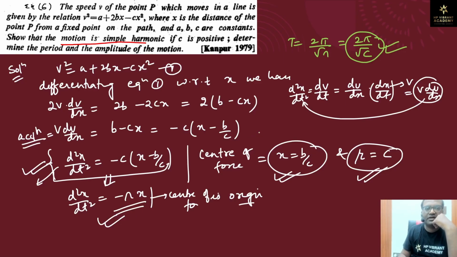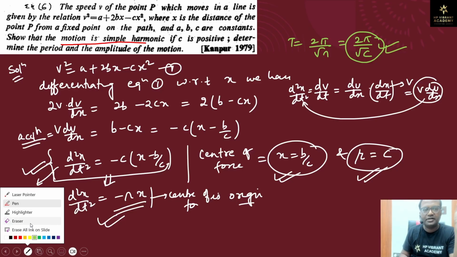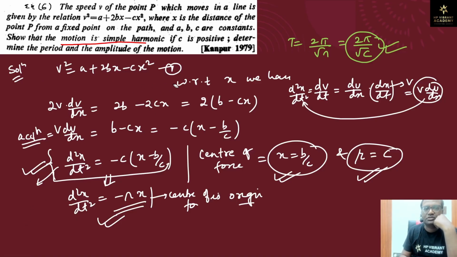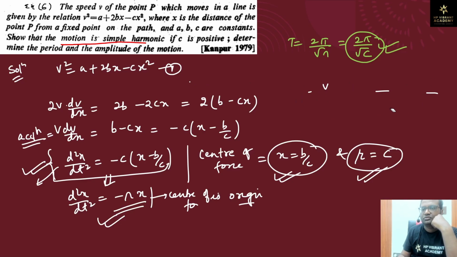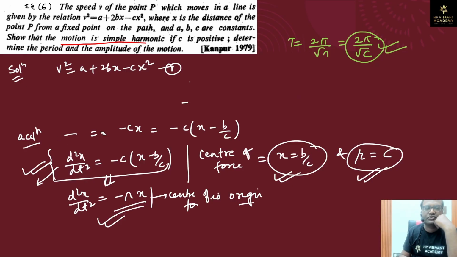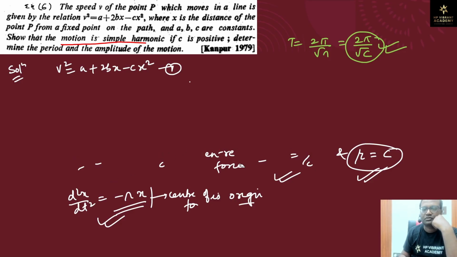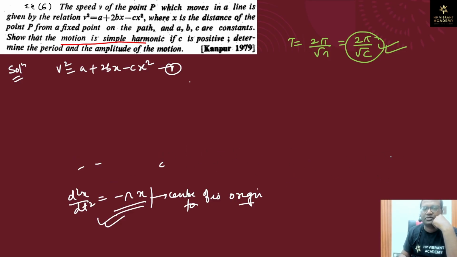Now we have to find the amplitude of the motion. The amplitude of the motion is the distance of the point from the center of force where the velocity is 0. So how can we find this? Let us put the velocity to 0. For finding the amplitude, let us determine the points of 0 velocity, because amplitude is the distance of the point of 0 velocity from the center of force. We have the center of force as b by c. So we have to find the points of 0 velocity.